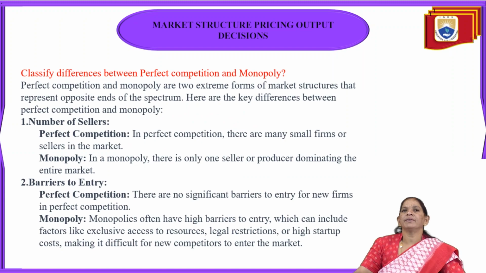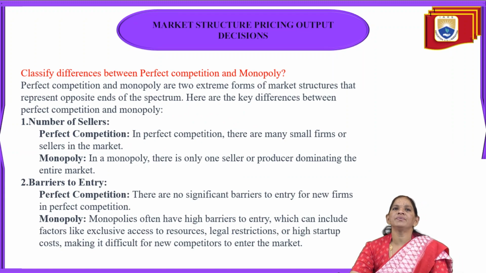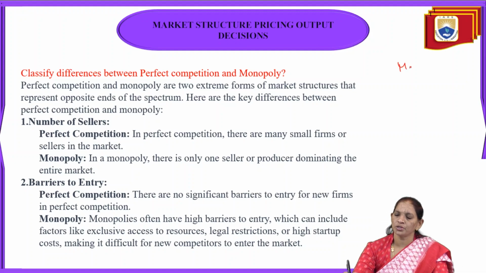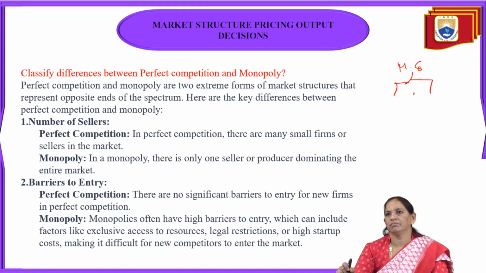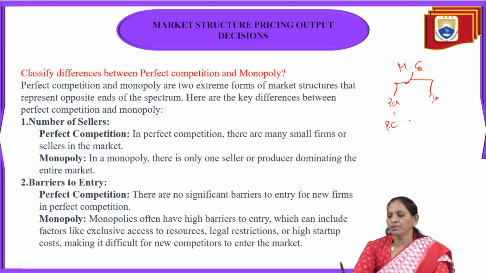So in this we have one question saying: classify the differentiations between perfect competition and monopoly. As we know, in the case of market structures, there are two types: perfect and imperfect markets. A perfect market exists in perfect competition, whereas in an imperfect market situation, we have different structures, maybe like monopoly, monopolistic and others.